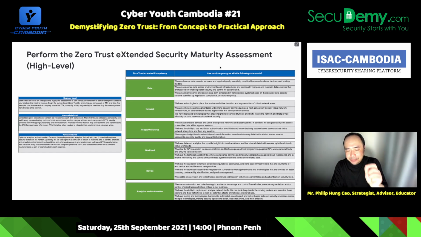The visibility analytics plus the automation orchestration are already combined together, right? And that one we normally call the Zero Trust SOC. But focus on the core pillars: data, network, people, workload, and device. And from each core pillar, very simple, you need to answer 3 questions. This is the set of questions that I give as an example here for you. Actually, it's recommended by Forrester as well.